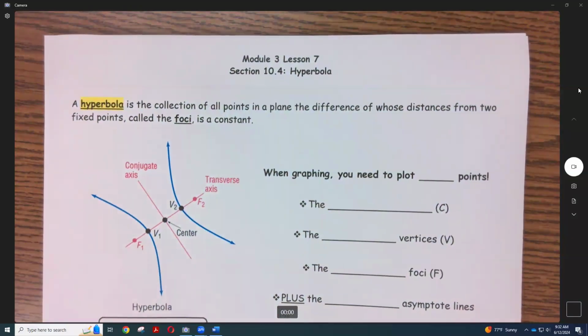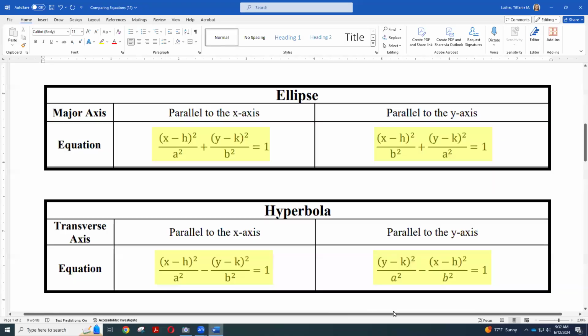But before we do, I want to start off by again comparing our equations like we did last time. So here are our formulas for ellipse and our formulas for hyperbola. Please pause this video and find all the similarities and differences of these two equations. Okay, I hope you had time to pause.